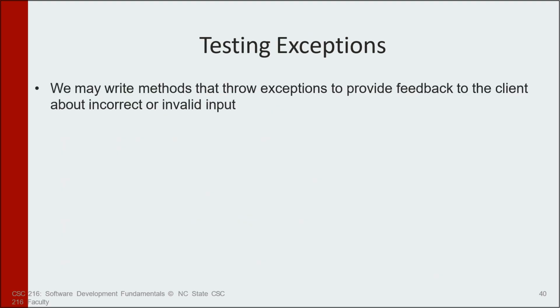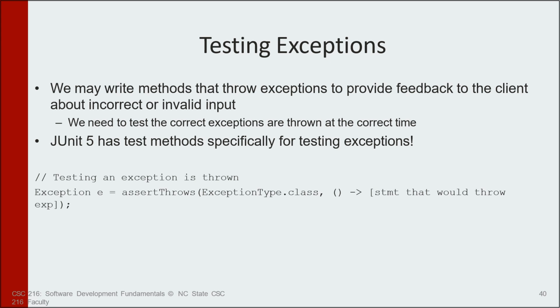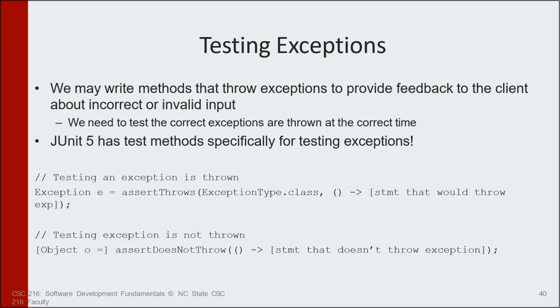So you can write methods that throw exceptions, and we'll talk about this more, but that provides feedback to the client about maybe the way that they've tried to input things is incorrect. And so it actually tests if the correct exceptions are thrown. So JUnit 5 has test methods specifically for testing exceptions. Let me just show you an example. Let's say you have an exception. It does something, and you can actually do an assert, and it does not throw, or it does throw.